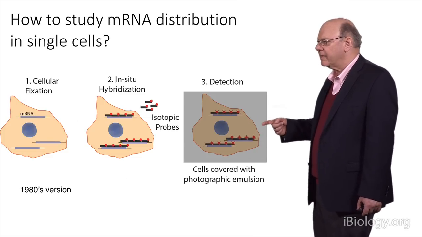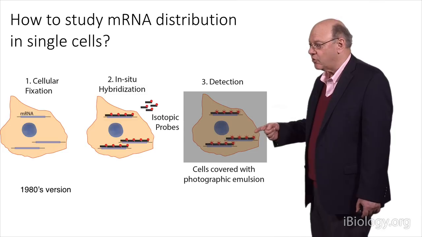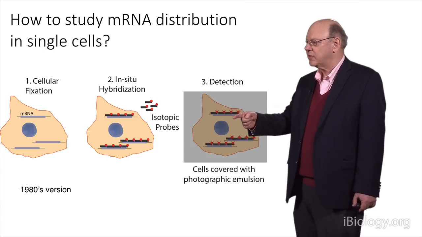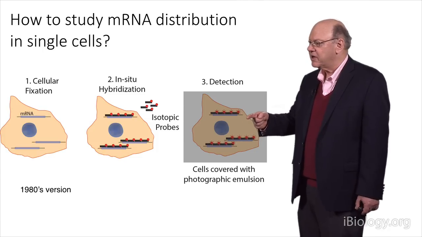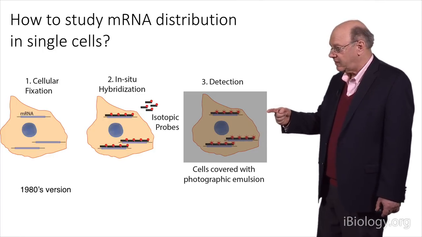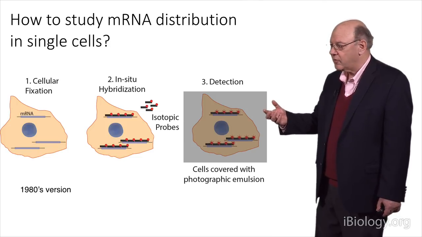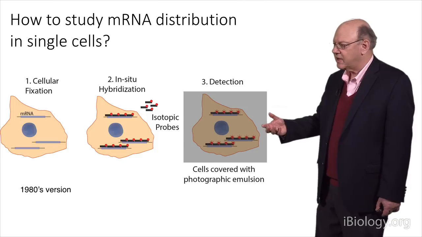Well, initially, the approach that we used was to use a radioactive probe and to fix the cells and put these radioactive probes, which are labeled with tritium, on the cell and let them hybridize to their targets. But in order to detect the probes, we had to use a photographic emulsion. And the photographic emulsion then illustrates where the decay particle has hit, and it generates a silver grain, much as if it were a photon of light. And those silver grains build up over a period of time.